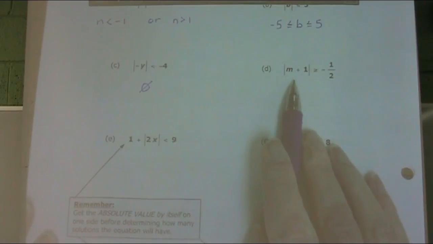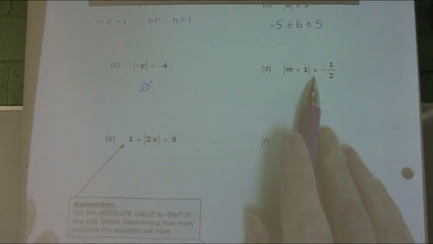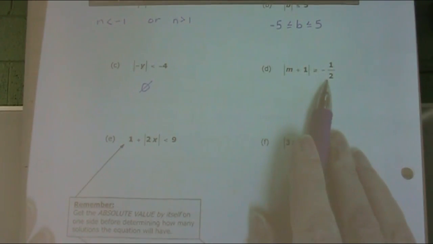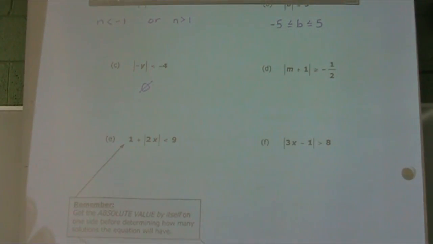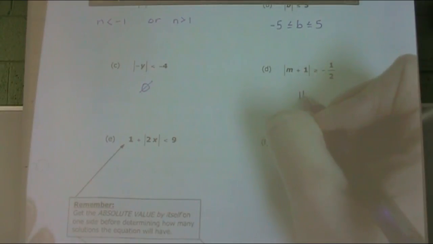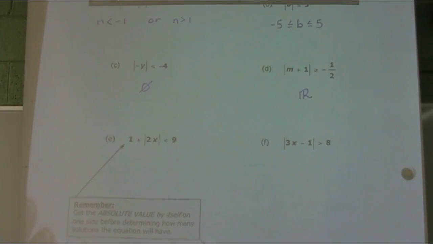Here, I have absolute value is greater than or equal to a negative number. So what type of solution is this going to have? This is all real numbers. No work needs to be done.